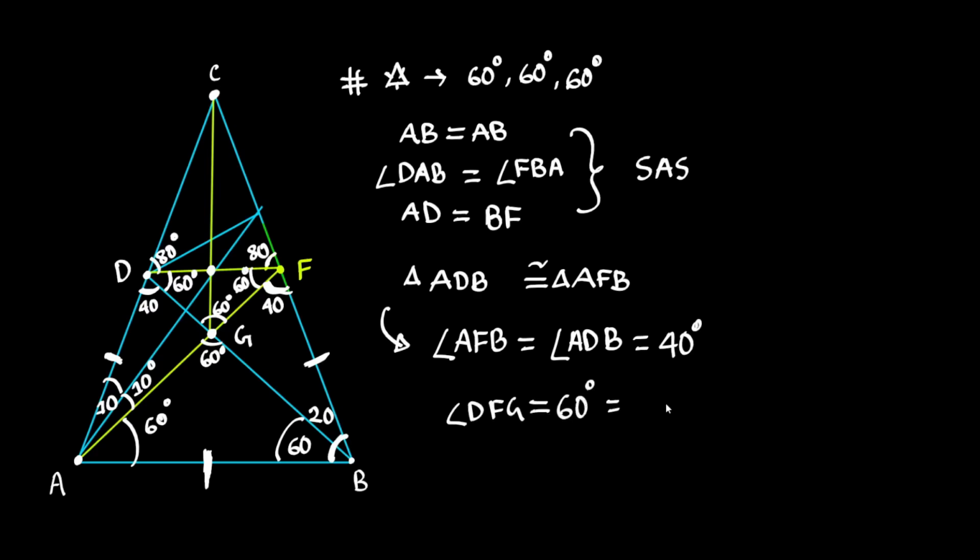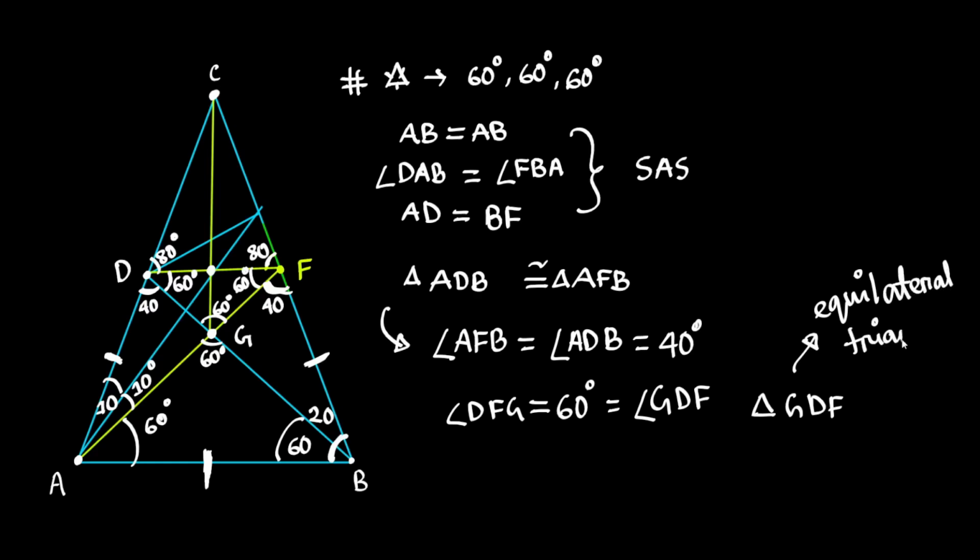And we already found out that angle ZDF was 60 degrees. So from that, we can say triangle ZDF is an equilateral triangle. All sides are equal.